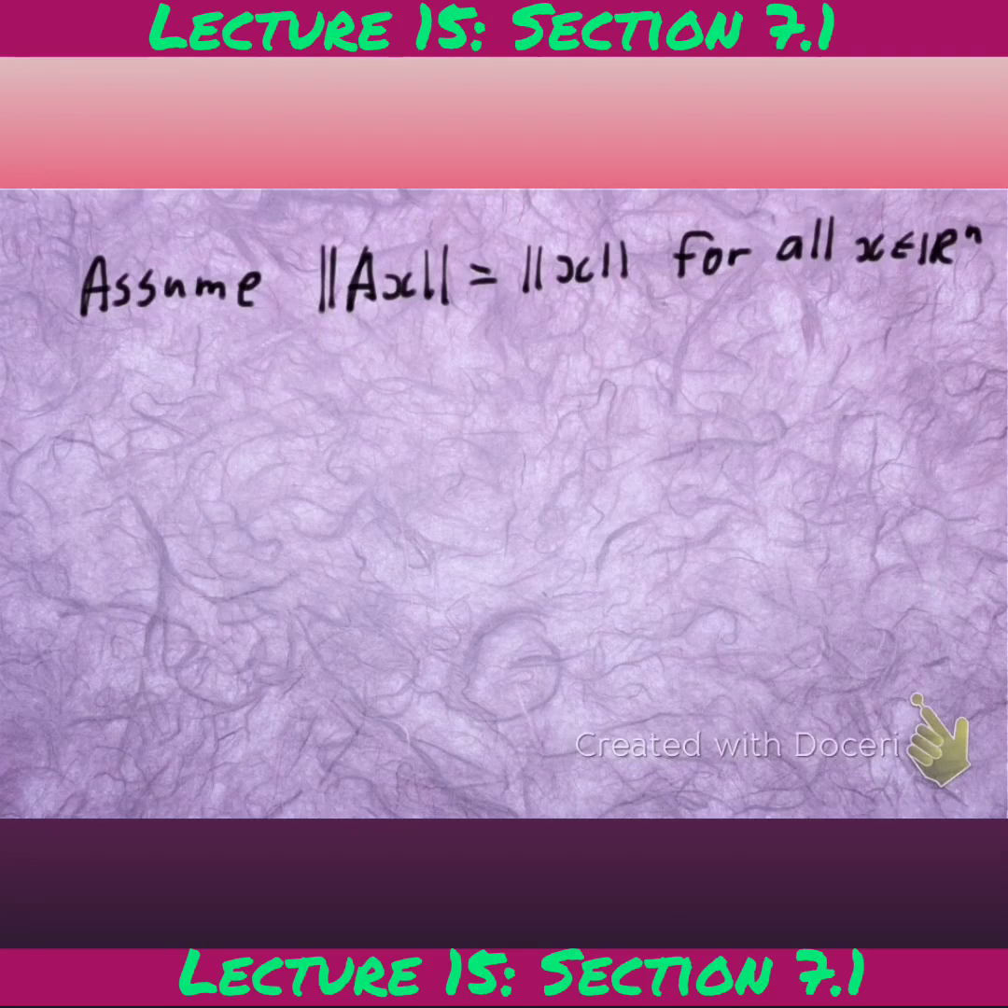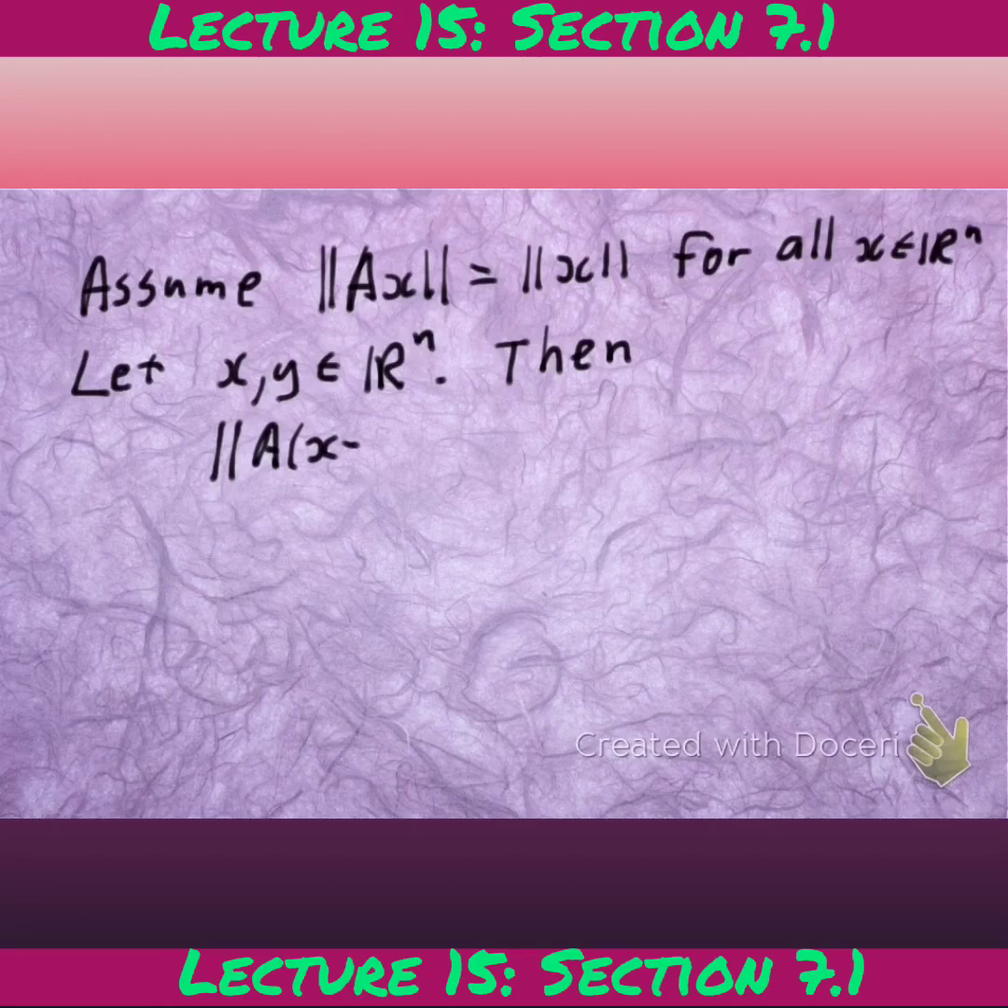Right, let's assume that the norm of AX is the norm of X for all column vectors X. Take two vectors X, Y in Rn. Then we know that the norm of AX minus AY, which is a column vector, is going to be the norm of X minus Y, according to my previous result. Right, so that's going to imply that the following holds.